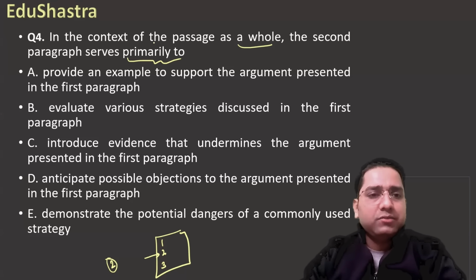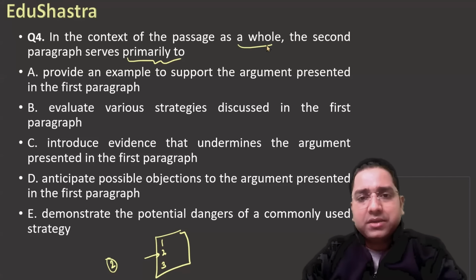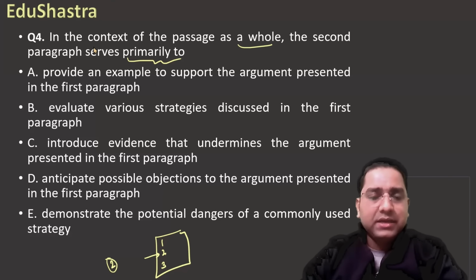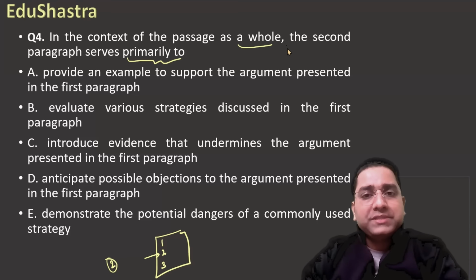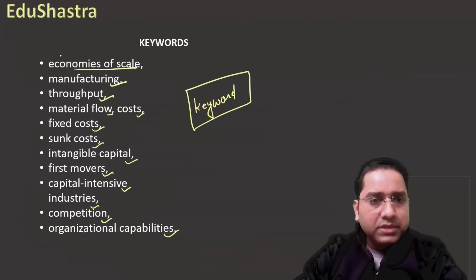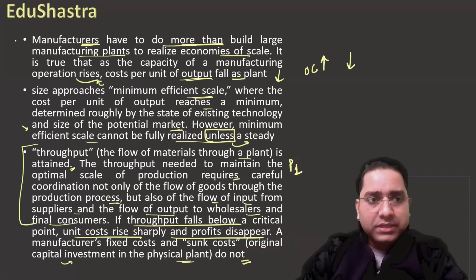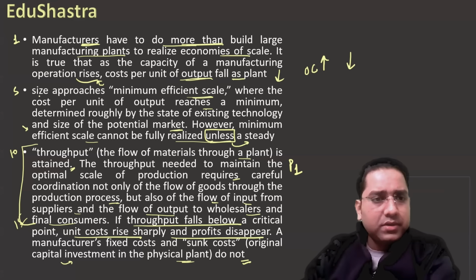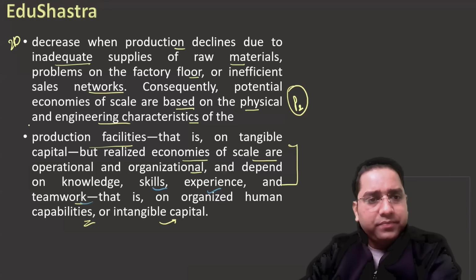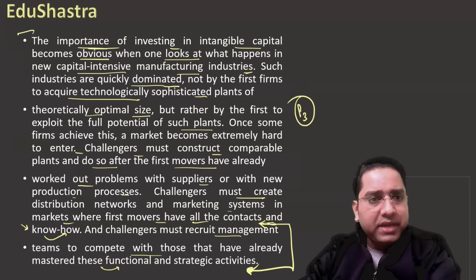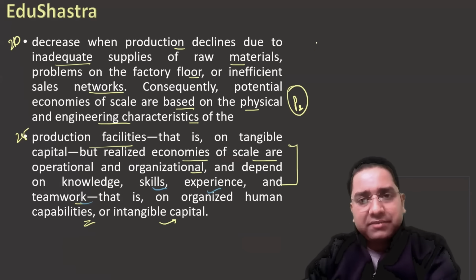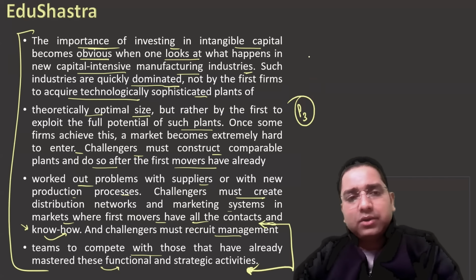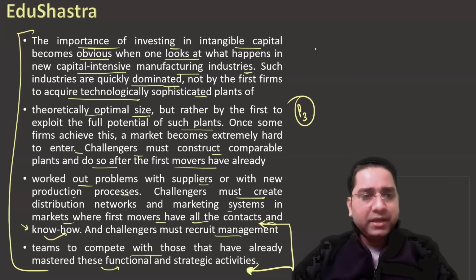Question number 3, please answer what it should be. In the context of the passage as a whole, the second paragraph serves primarily. So you have to tell what the second paragraph is serving. Let me tell you, second paragraph means this is line 1, 5, 10, then 15 is here, 20 and 25. So the second paragraph starts from here. That was the first paragraph and this is the second. So you have to figure out what is the role being played by this particular paragraph.